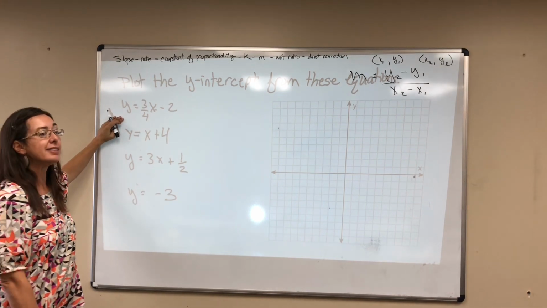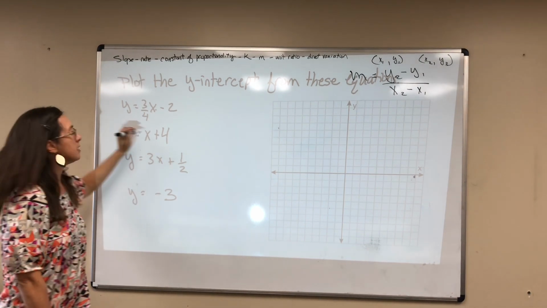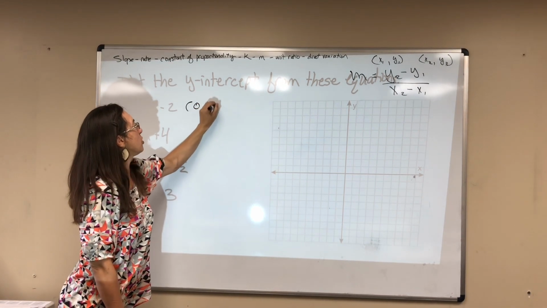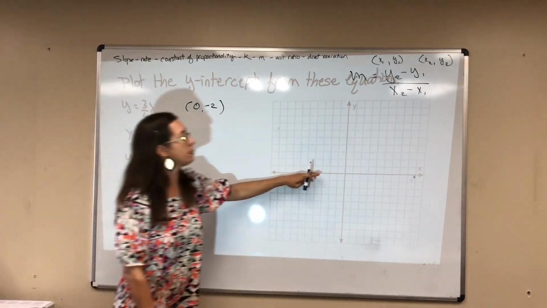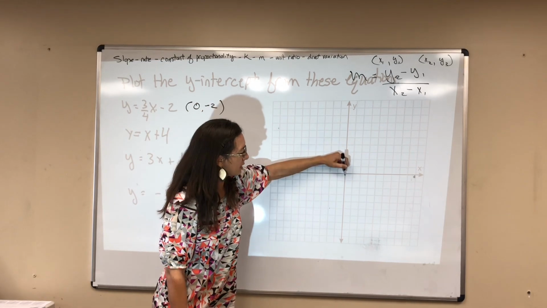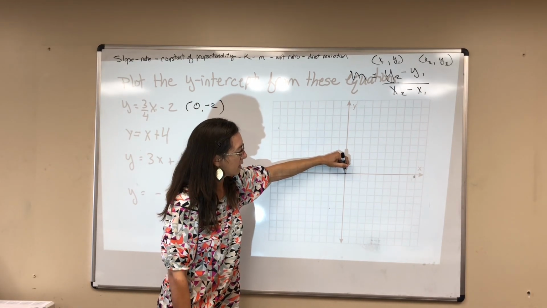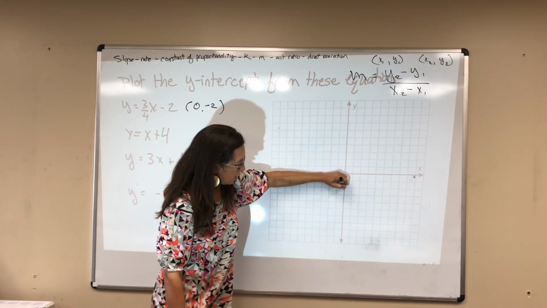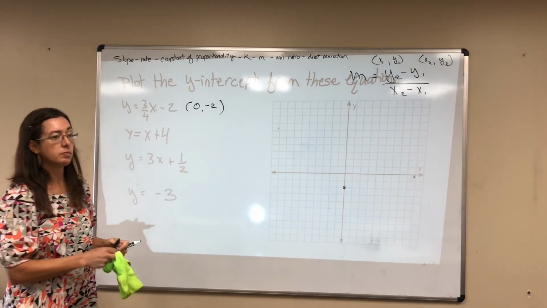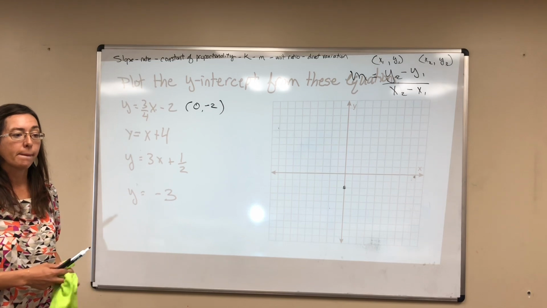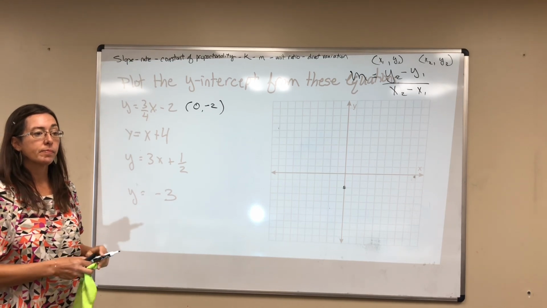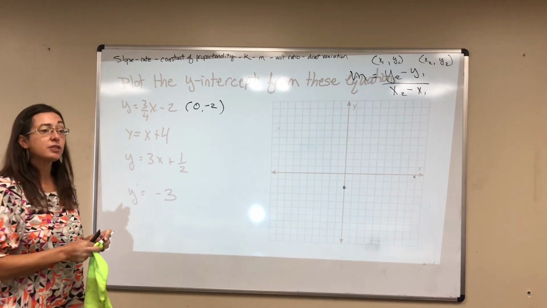-2. We write it how? 0, -2. It has to have a coordinate. Okay, 0, -2 is plotted. 0 is my x, and then down 2. How would you find the 0? You do the line and see where it crosses the x. That's for the other intercept.